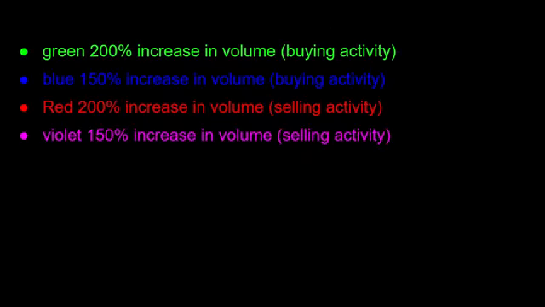So the vectors go like this. Green, 200% increase in volume / buying activity. Blue, 150% increase in volume / buying activity. And as you can see, red and violet are the same, just different. One's buying and one's selling.